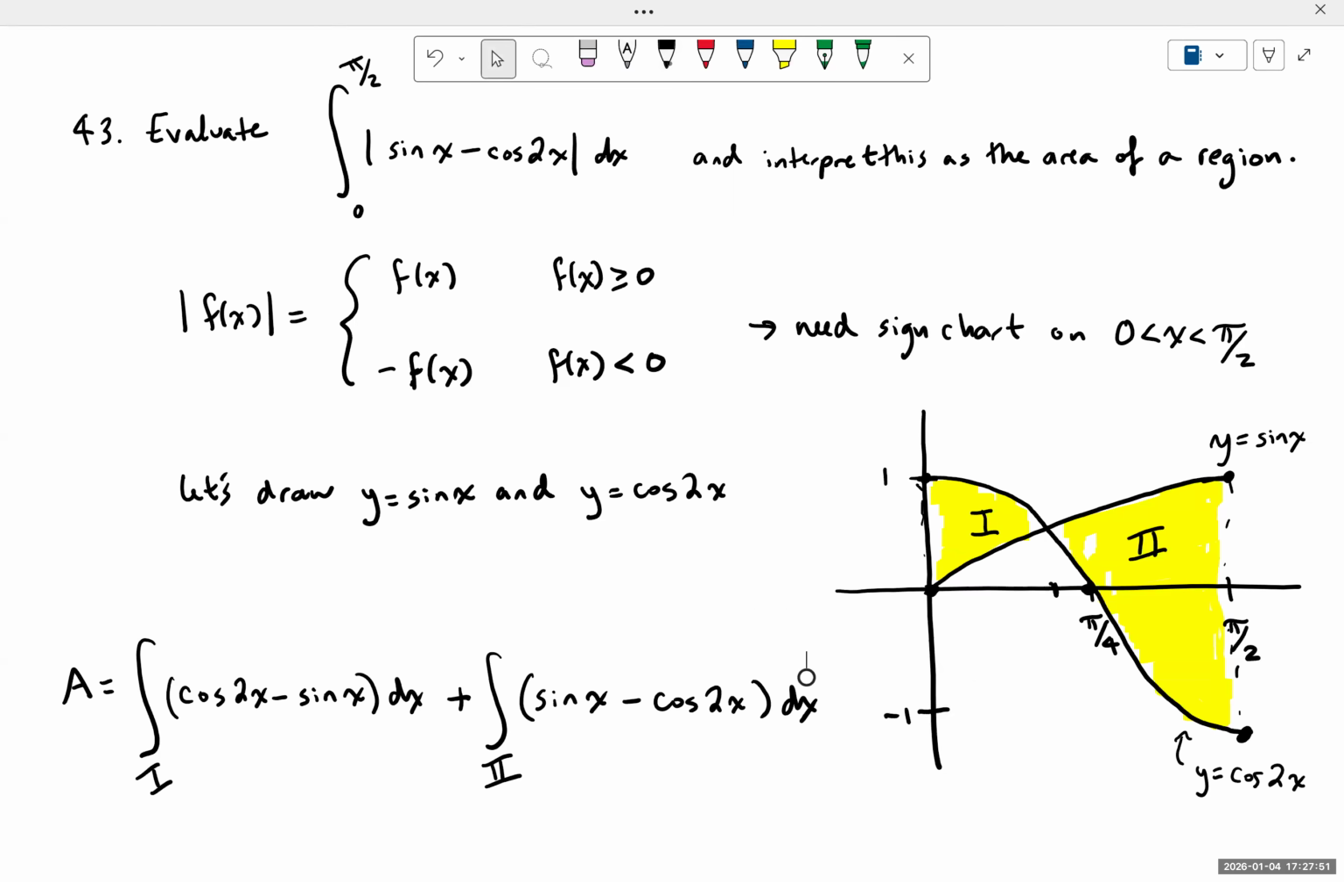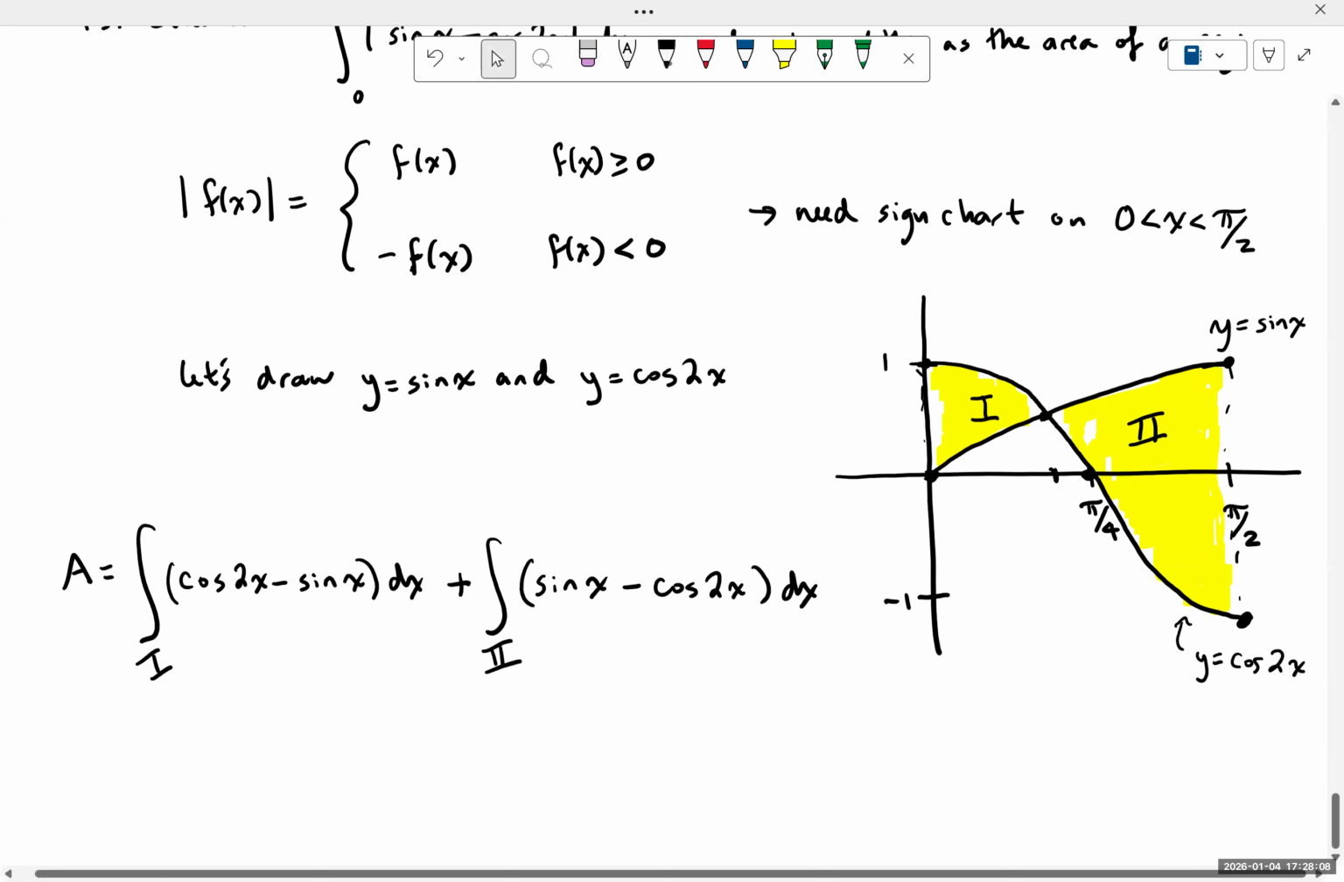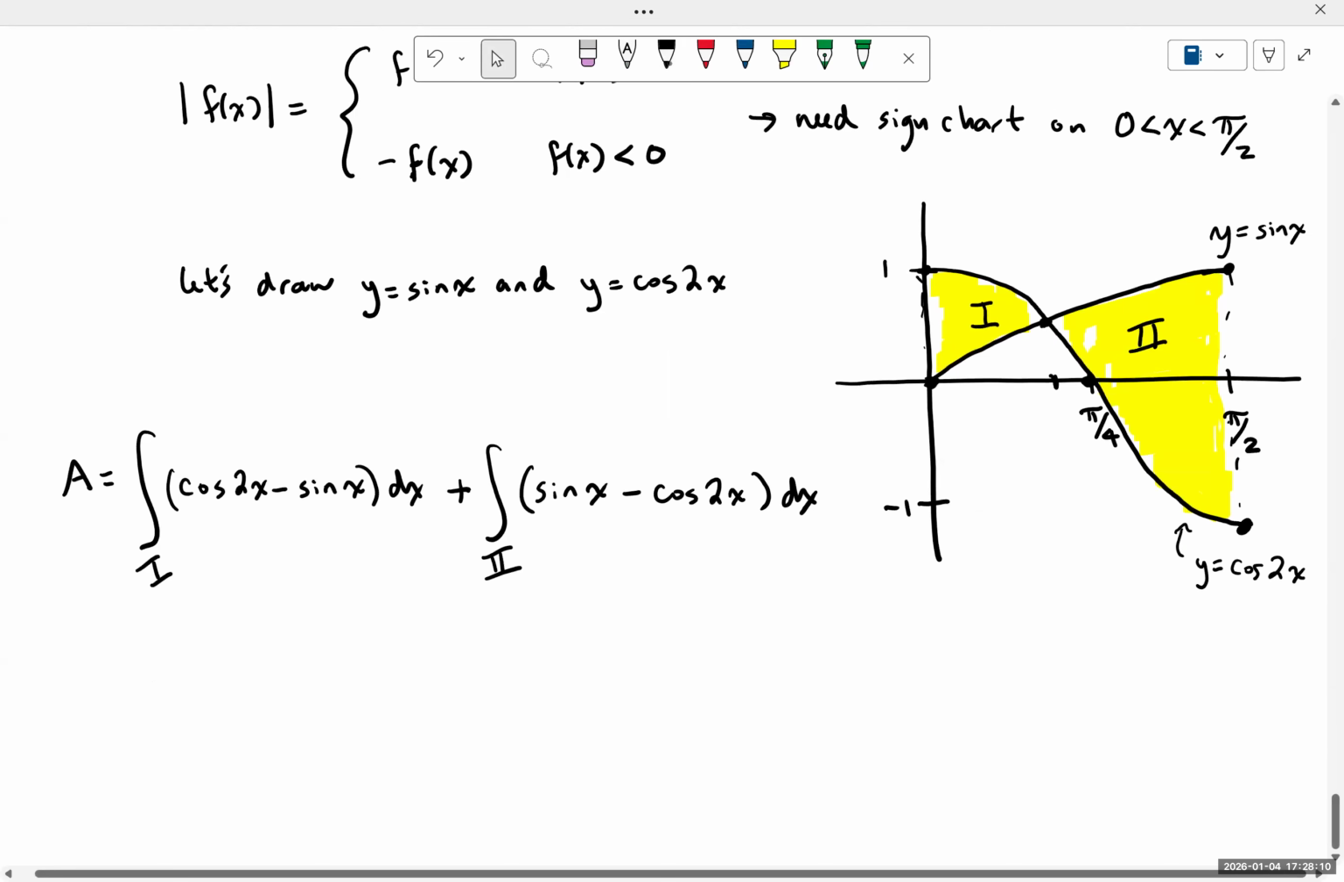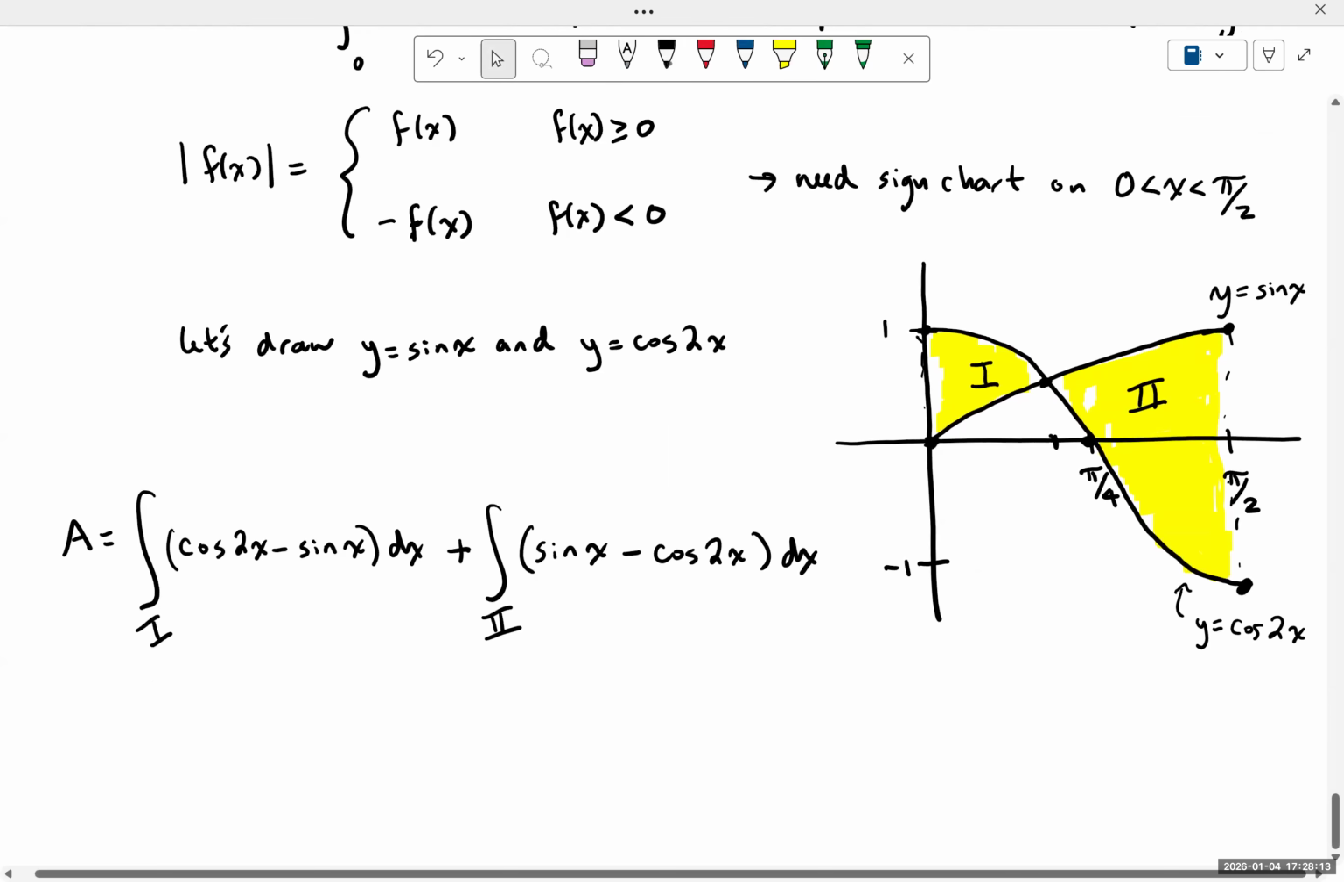The function is 0 here at the point where they intersect, and the sine x is first, so this part number 1 would be a negative, and this part on number 2 it would be a positive. Okay. So I do need to find out where they intersect. I still have to do that work. I just don't have to check what's positive and what's negative because I can see it from the graph. But we still have that last piece of work.